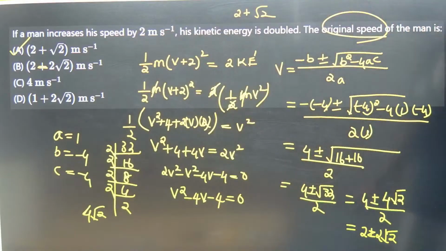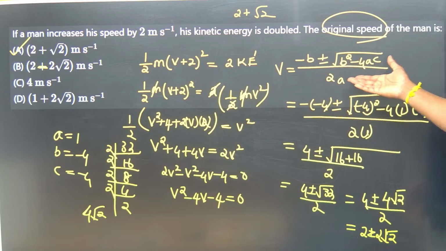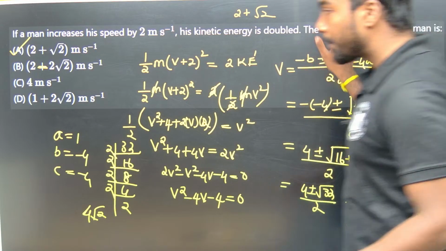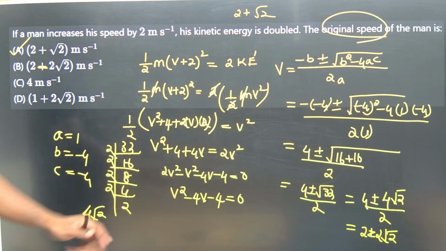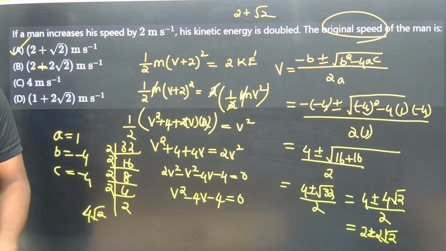Understood? Either I can use this factorization method or else I can use the formula. If you are using the formula, it will be so simple, I guess. Minus b plus or minus root over b square minus 4ac by 2a. Keep in mind this formula and you can apply it for any equation and get the answer. Can we go for the next question? Yeah, we'll go for the next question.